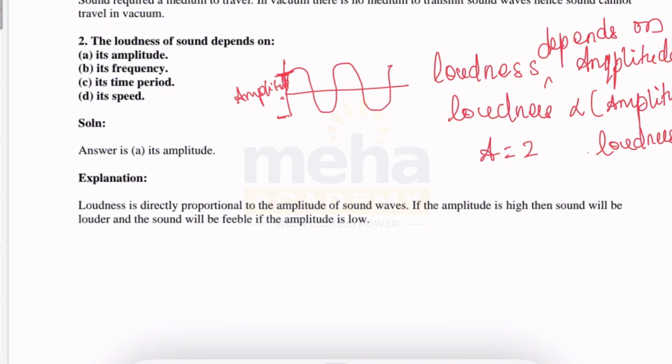Let us do the second question. The loudness of sound depends upon. Loudness is a characteristic that depends upon the amplitude of the sound. Loudness is measured in decibels. The formula is loudness is directly proportional to amplitude squared. If amplitude is 2, then loudness is 2 squared, that would be 4 decibels. So the answer is amplitude.